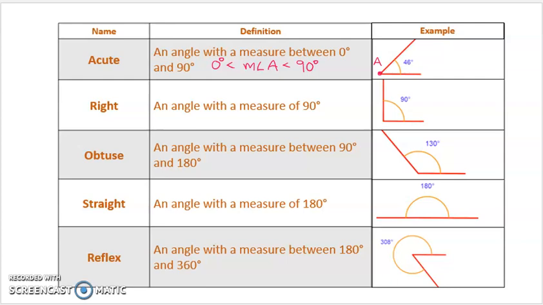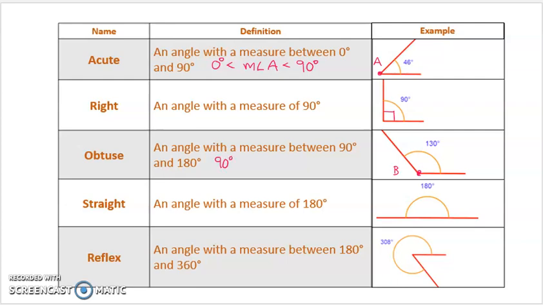A right angle, which is often denoted with a little box like that, is an angle with a measure equal to 90 degrees. So a right angle is an angle that has a measure of 90 degrees. An obtuse angle is an angle with a measure between 90 degrees and 180 degrees. So again, we'll call this angle B.